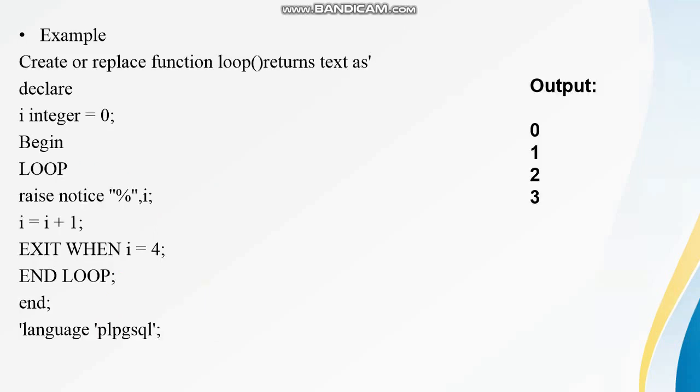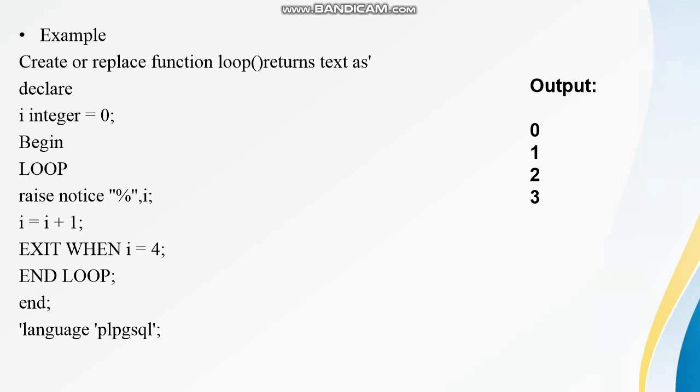Let's see the example. This is the example of the basic loop. You have to remember that a basic loop starts with the keyword LOOP and ends with the keywords END LOOP, and there must be an EXIT or RETURN statement to terminate the loop. Here you can see CREATE OR REPLACE FUNCTION, the name is given as loop, RETURNS text AS, then DECLARE, a variable i is declared as integer, initialized with the value 0.